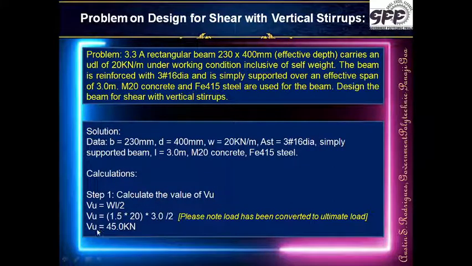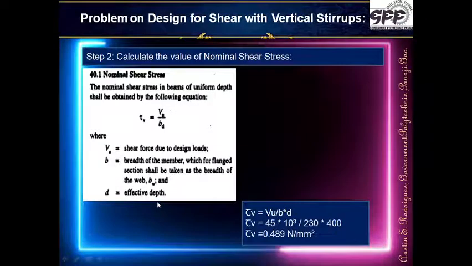So we get the ultimate shear force coming on the beam. Obviously at the support, the maximum shear force is at the support, which is equal to 45 kN. Having got this, let us proceed to step number 2. Step number 2 is to calculate the value of nominal shear stress. Now nominal shear stress is tau V. That is given by clause 40.1, page number 72 of IS 456-2000.